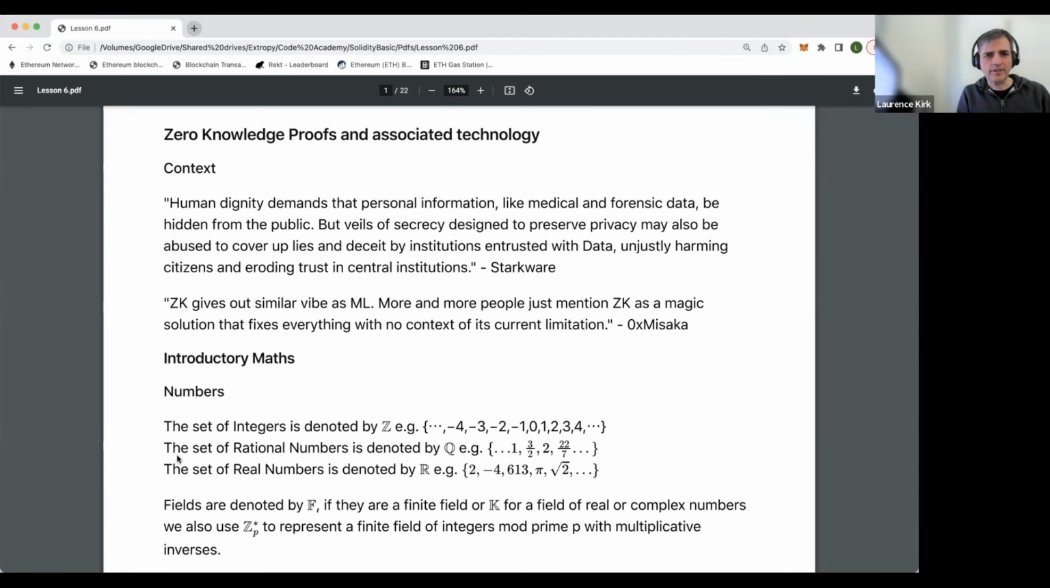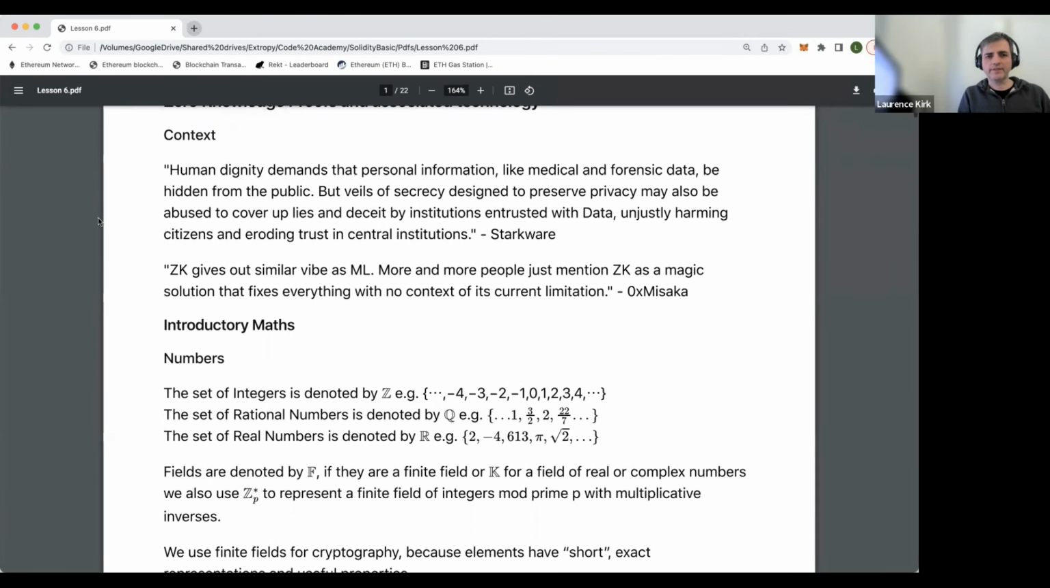A couple of quotes to begin with. I think the context is important. A lot of these technologies are around issues like data privacy and giving users control over their data, and not allowing large institutions to control it. But a caveat in that second quote is that few people really understand zero knowledge proofs. They are often seen as quite magical, but also a cure-all, a kind of magic bullet that would fix anything, which is not the case.